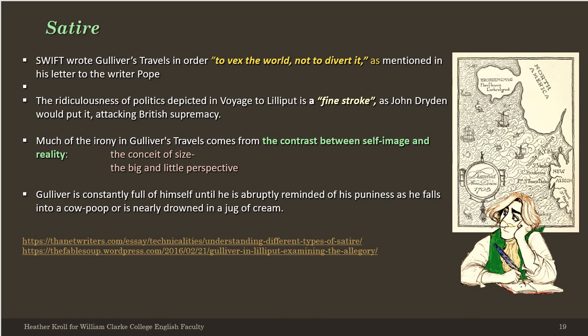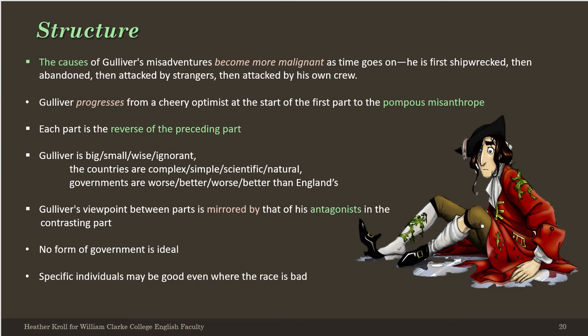Gulliver is constantly full of himself until he is abruptly reminded of his puniness as he falls into cow poop or nearly drowns in a jug of cream. Two slides to go, so stay with me, peoples. So this second last slide: the causes of Gulliver's misadventures become more malignant, so more dangerous, as time goes on. He's first shipwrecked, then abandoned, then he's attacked by strangers, and then he's attacked by his own crew.